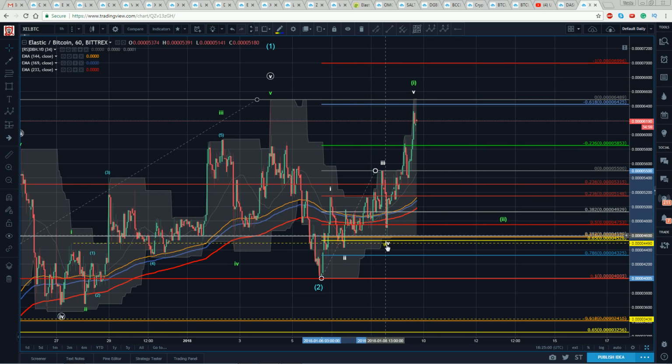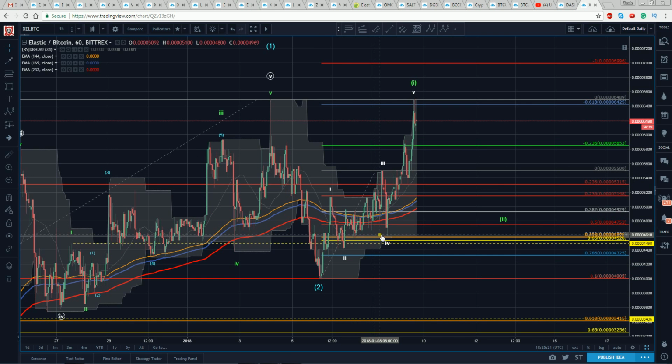Well, where do we go? Oh, that's interesting. We go right to the 618. Remember, in a diagonal, you pull from the low of the 1 to the high of the 3, unlike an impulse wave where you pull from the 2 to the 3. Once we overlap the 1, we start pulling from the low of the 1 to the high of the 3. What do we do?